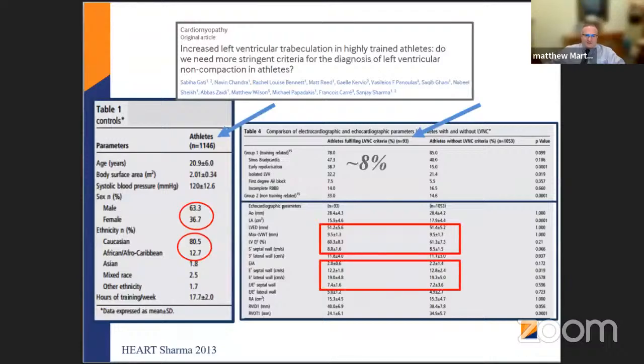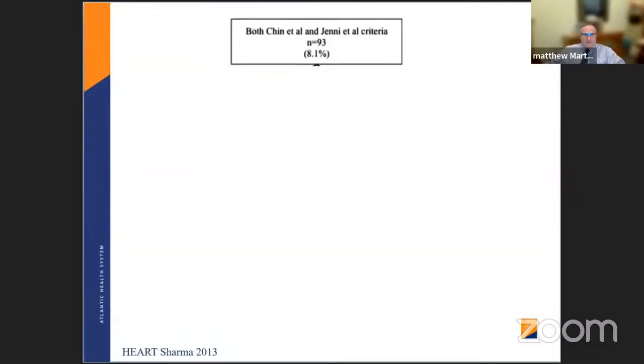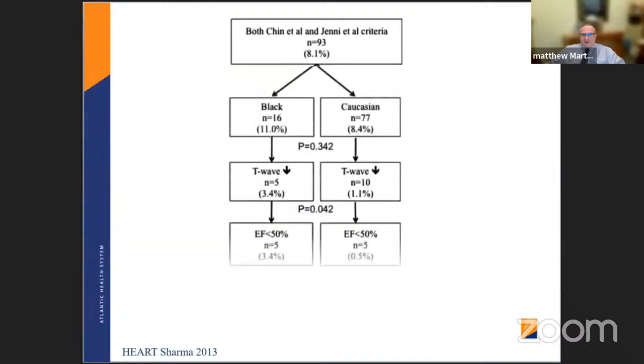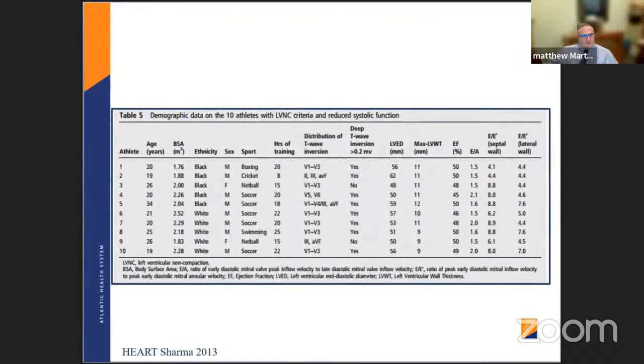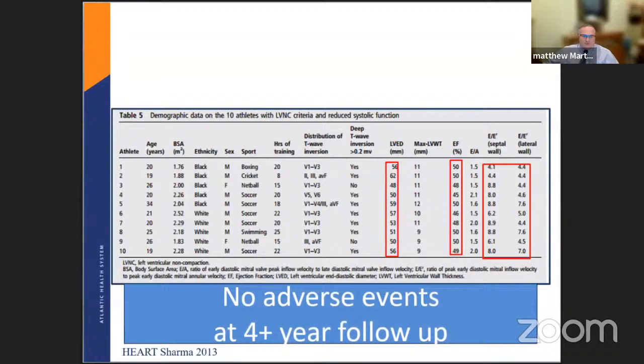So he dug into this a little bit deeper and looked at those 8% and separated them into Black athletes and non-Black athletes. And he found that of them, a smaller portion had T-wave inversions. And of those with T-wave inversions, those are the ones where the ejection fractions went down. So if you looked at those 10, end diastolic dimensions were clearly bigger in that group. The ejection fractions were in that 48 to 50% range, and all of the diastolic function was normal. Importantly, they had follow-up, almost 5 years worth of follow-up and no adverse events in this entire group.